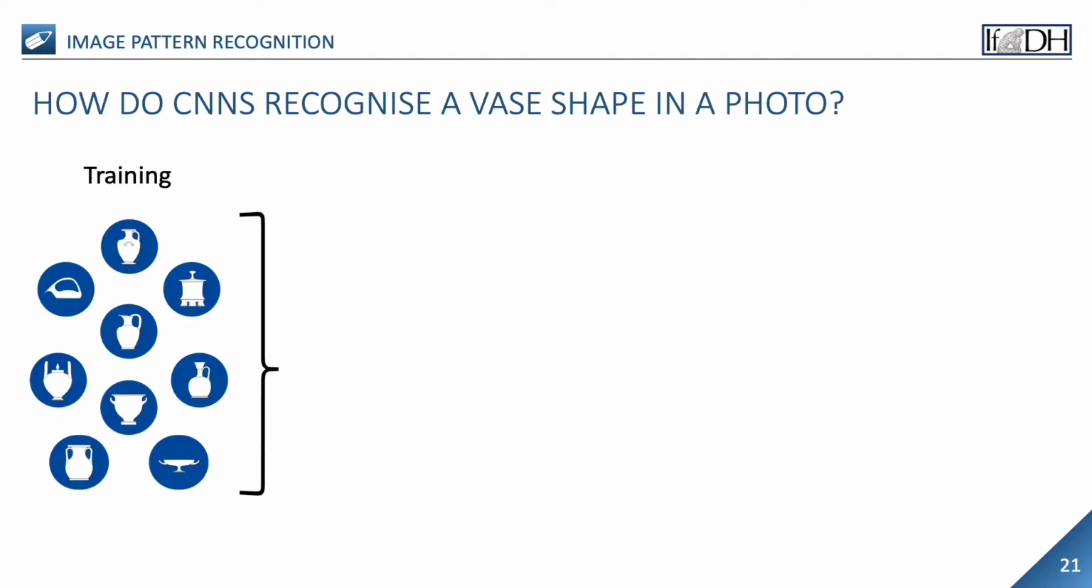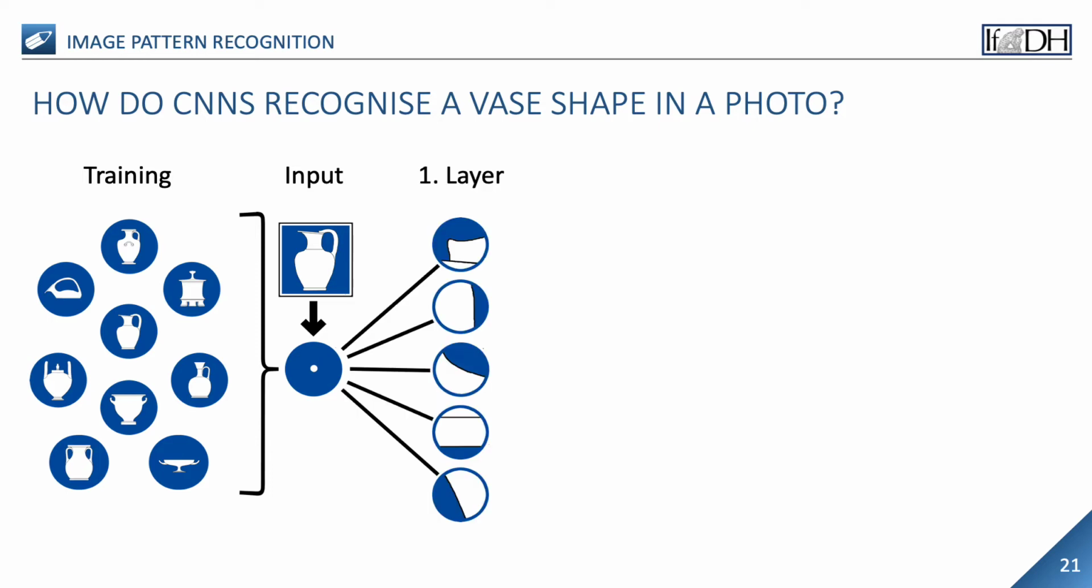So, how does a neural network recognize a vase shape in a photo when a pre-trained network is shown a non-annotated photo? A neural network processes data sequentially, which means that only the first layer is directly connected to the input. The neurons on this first layer respond to various simple shapes such as edges.